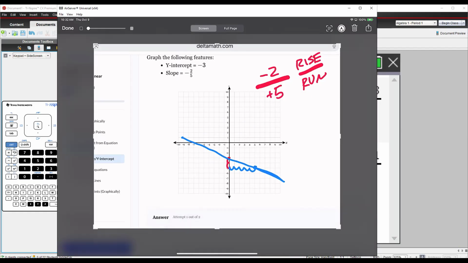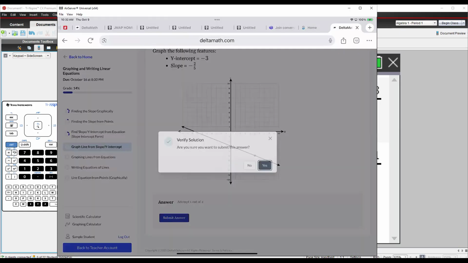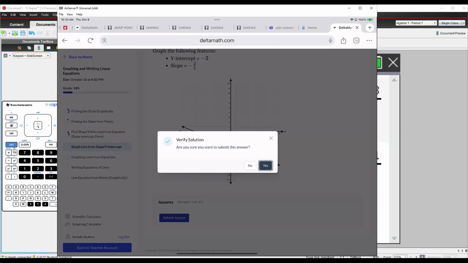All right, so go down 2, and then go over 5. This is our other point. That's the slope. You can see it's a negative slope. It's sloping downward.